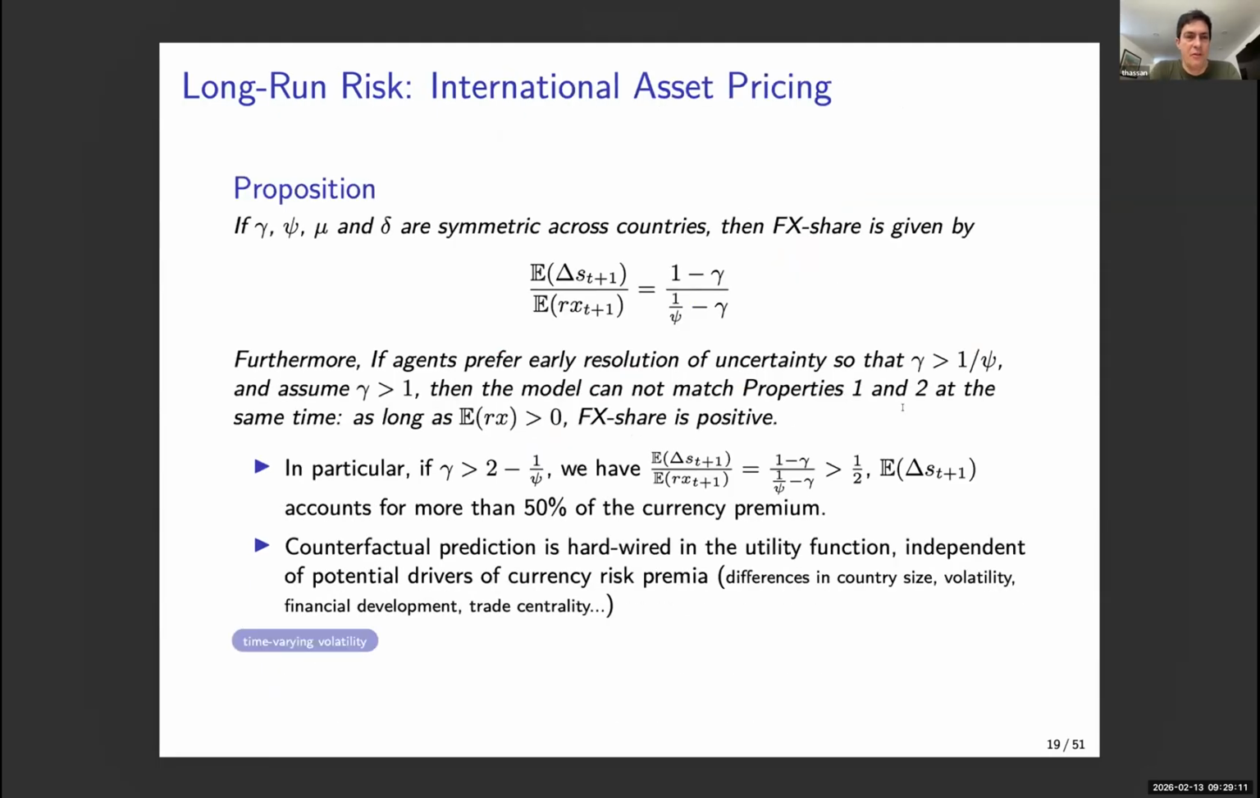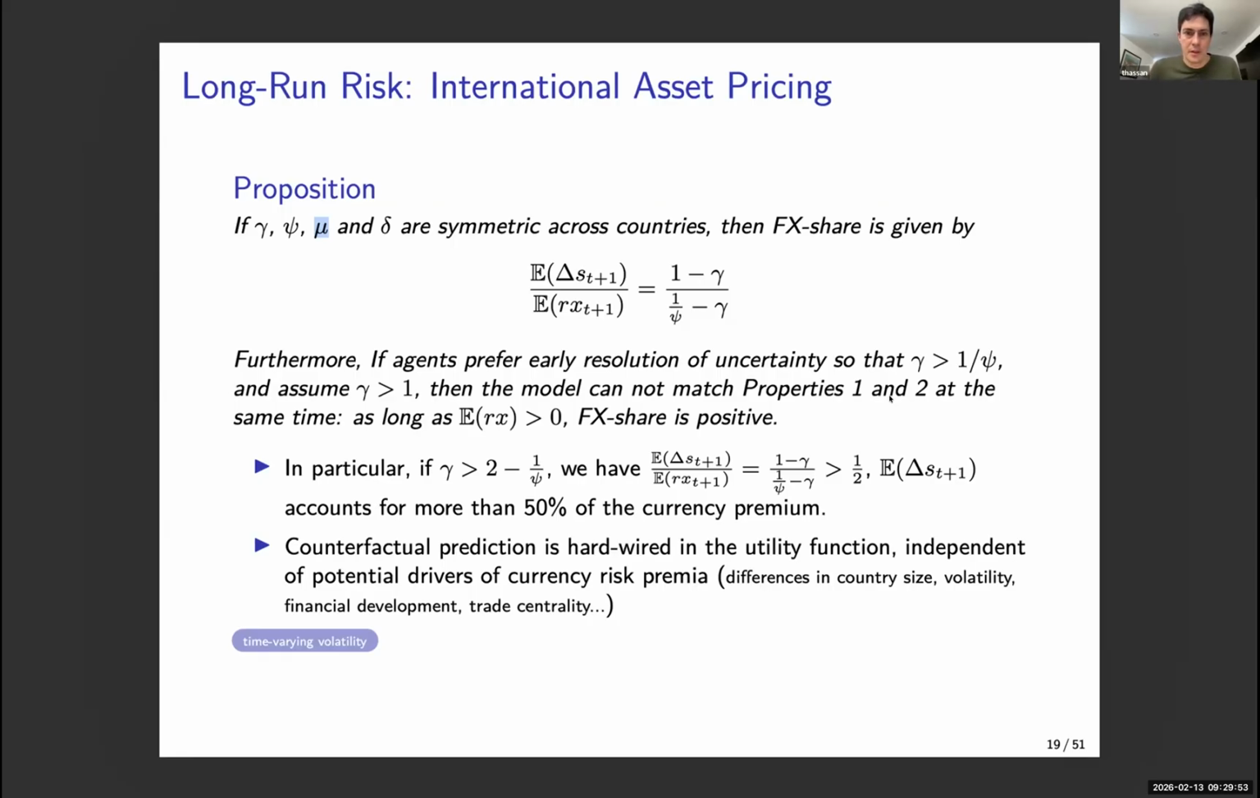So proposition: if preference parameters and long-term growth, where mu is the long-run, steady-state level of growth, are symmetric across countries, then the FX share is given by (1 minus gamma) divided by (1 over psi minus gamma). So it's given by the parameters of your Epstein-Zin utility function. Furthermore, if agents prefer early resolution of uncertainty, so that gamma is bigger than 1 over psi, and assume gamma is bigger than 1, both of those things that we like, then the model cannot match both properties. So it can't have large return differentials without exchange rate predictability.